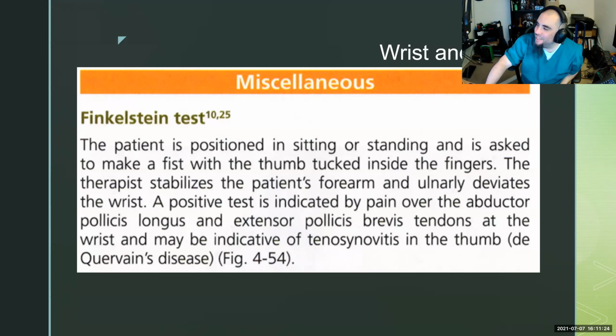Finkelstein's: the patient is positioned in sitting or standing and is asked to make a fist with the thumb. So we're going to try this one. You're going to take your thumb and tuck it into your hand, curl your other fingers over it, and then once you're in this position, ulnar deviate your wrist, and let me know if you get any pain along this part of your hand.